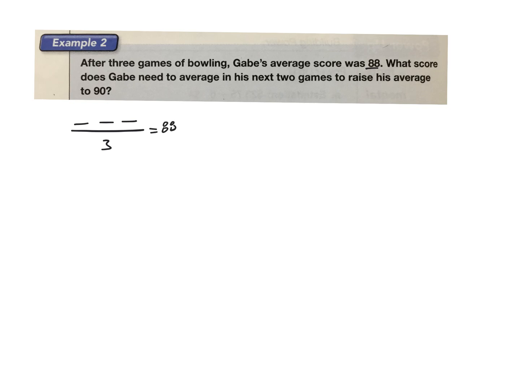So one possible set of scores would just be 88, 88, and 88, right? That's one possible set. Obviously, there are a lot more. They could have gotten 87, 88, and 89. That would still average 88. But the point is that over the 3 games, the average each time was 88 points.